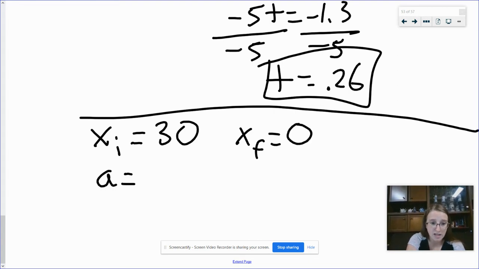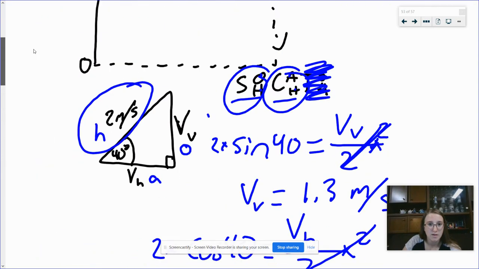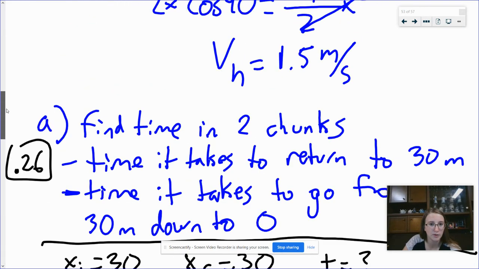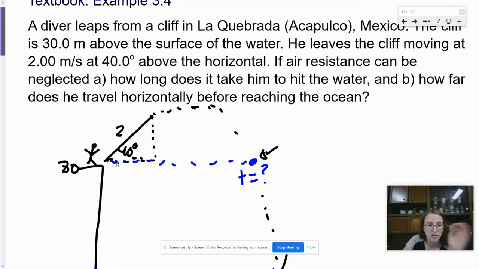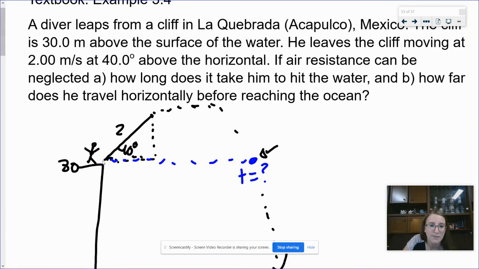Once again, our acceleration is negative 10 because we decided that it's going to be negative 10. But here's the thing. You got to be super careful with this. I know my vertical velocity at this point. Because we've talked about this before, in a parabola, it's symmetrical. So if my vertical velocity at this point was, sorry, 1.3. If my vertical velocity is 1.3 right here, it's also going to be 1.3 right here.